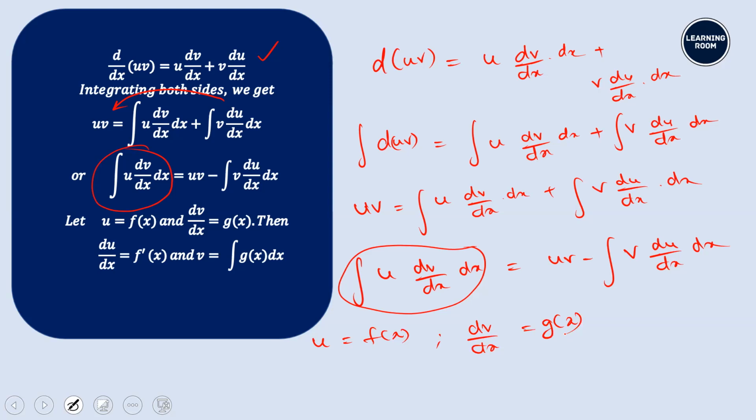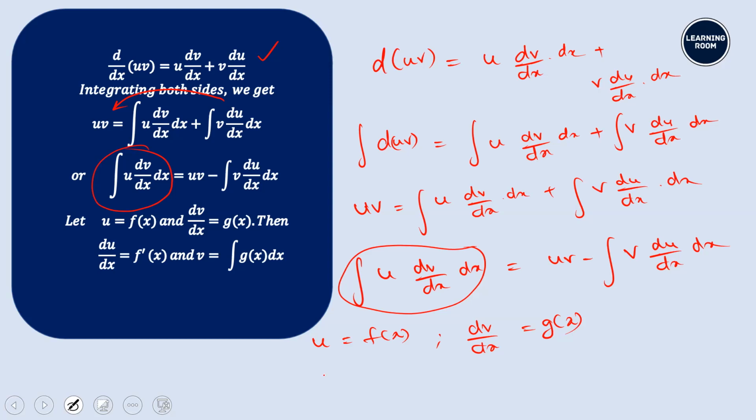Right? So if I take u as f of x and dv by dx as g of x, observe what is going to happen. Here I have u into v. So if I have to write this u, what will I do? I'll take this f of x and directly substitute it here. But initially, what is the function to which I'm trying to do the integration? I'm not directly integrating v, rather I'm integrating the function dv by dx. Right? So if dv by dx is g of x, then how will I obtain v from it?